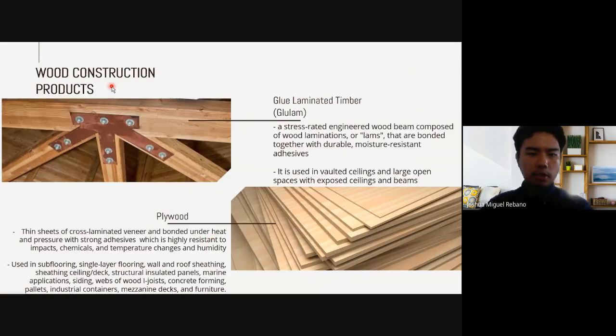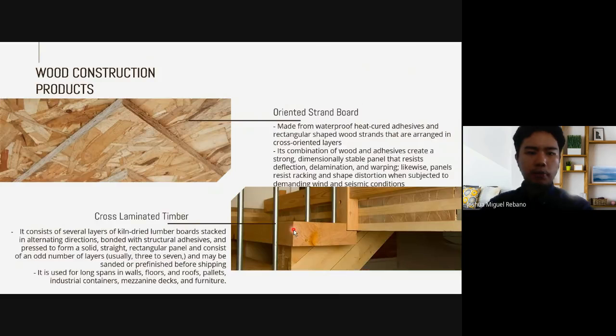So let's move on to wood construction products. Glue laminated timber, or glulam, is composed of laminations which are bonded together, which makes it durable; and plywood, which is mostly used in small furniture and homes. Next is oriented strand board, made from waterproof heat-cured adhesive and rectangular-shaped wood strands that are arranged in cross-oriented layers. Next is cross-laminated timber. It consists of several layers of kiln-dried lumber boards stacked in alternating directions, bonded with structural adhesives, and pressed to form a solid, which makes it stronger.